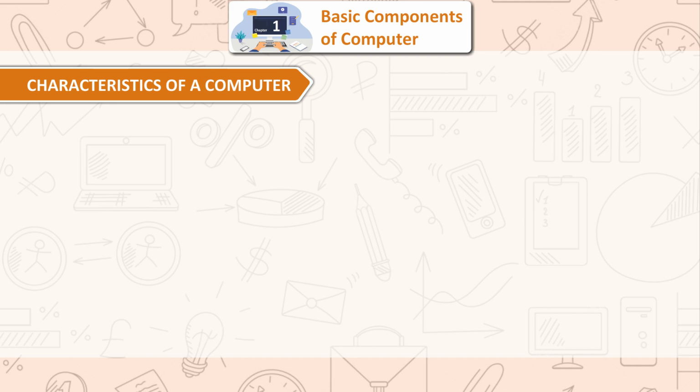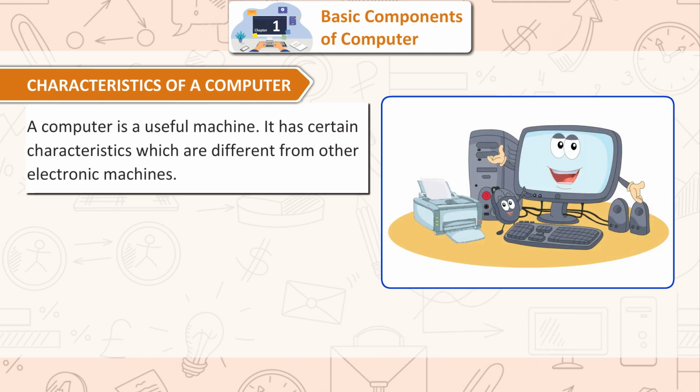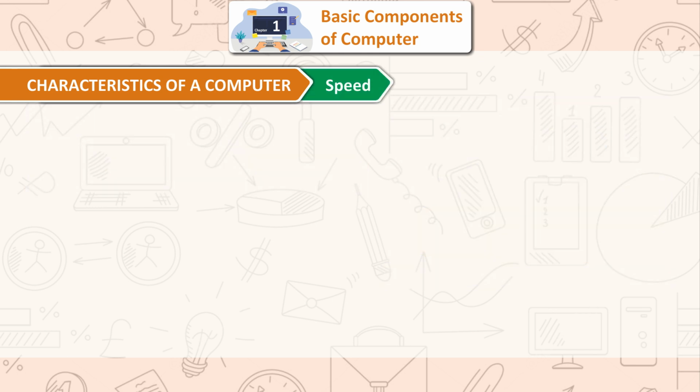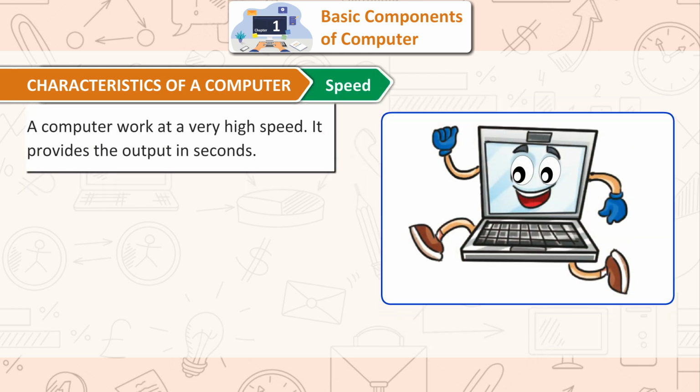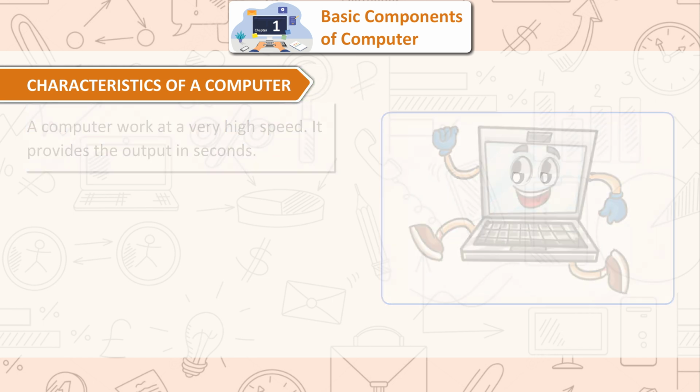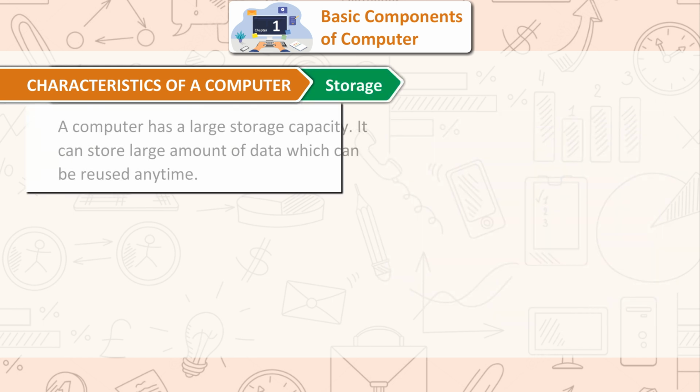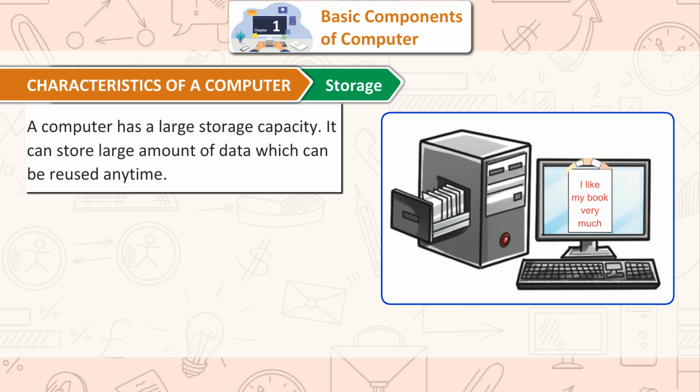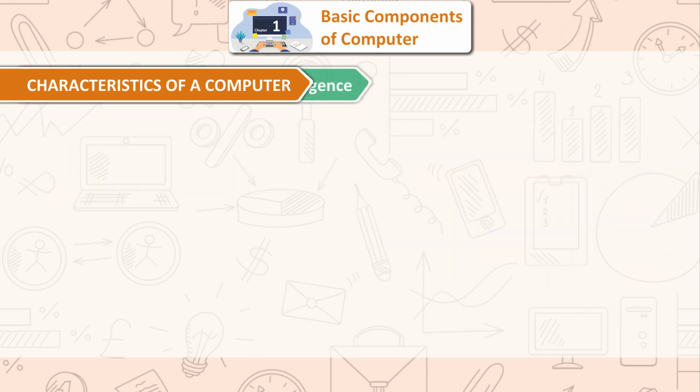Characteristics of a computer. A computer is a useful machine. It has certain characteristics which are different from other electronic machines. Speed. A computer works at a very high speed. It provides the output in seconds. Storage. A computer has a large storage capacity. It can store large amount of data which can be reused anytime.